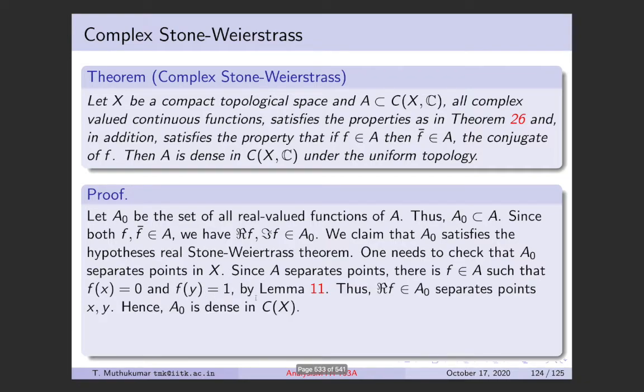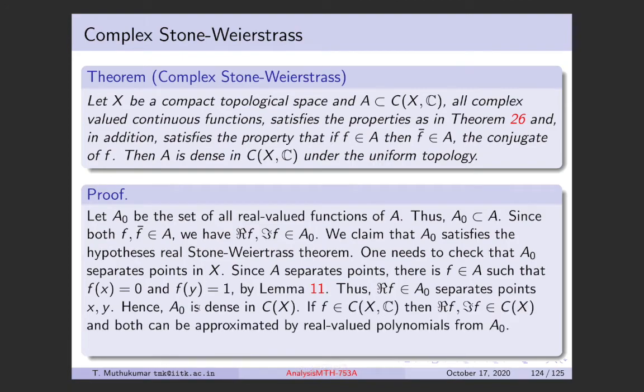Now you look at the real part of f. Because the values are real, 0 and 1, the real part of f will do the same thing: the real part of f at x is 0, and the real part of f at y is 1. So the real part of f, which belongs to A0, separates these two distinct points x and y. So A0 satisfies all the hypotheses of the real Stone-Weierstrass theorem. So A0 is dense in the space of all continuous functions, right?